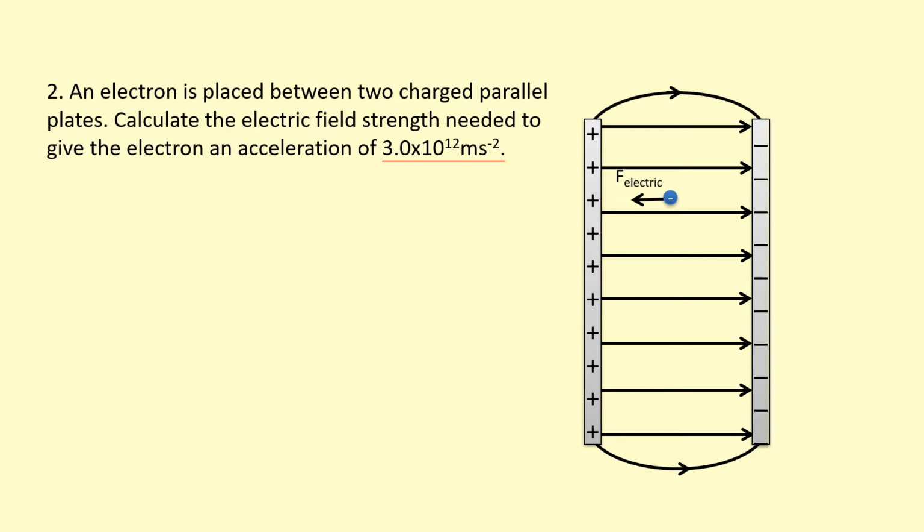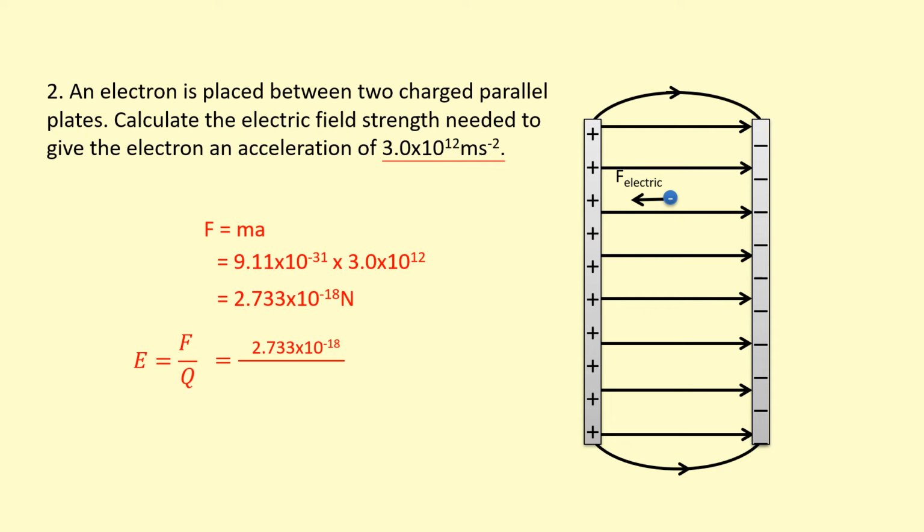Okay, so we need to calculate the electric field strength, and we've got an acceleration. But what we need to do first is calculate the electric force required to get this acceleration. To do that, we can use F equals ma. So m, the mass of the electron we can get from our data sheets, which is 9.11 times 10⁻³¹ kilograms, times it by the acceleration that we're trying to get. So that gives us a force that we need. This force, which is the only force acting on this electron, is going to be provided by the electric field there. So we can use the equation for electric field strength, force over charge. So we've got the force, and we know the charge of an electron as well, which is 1.6 times 10⁻¹⁹. So that gives us the electric field strength required to get this acceleration.